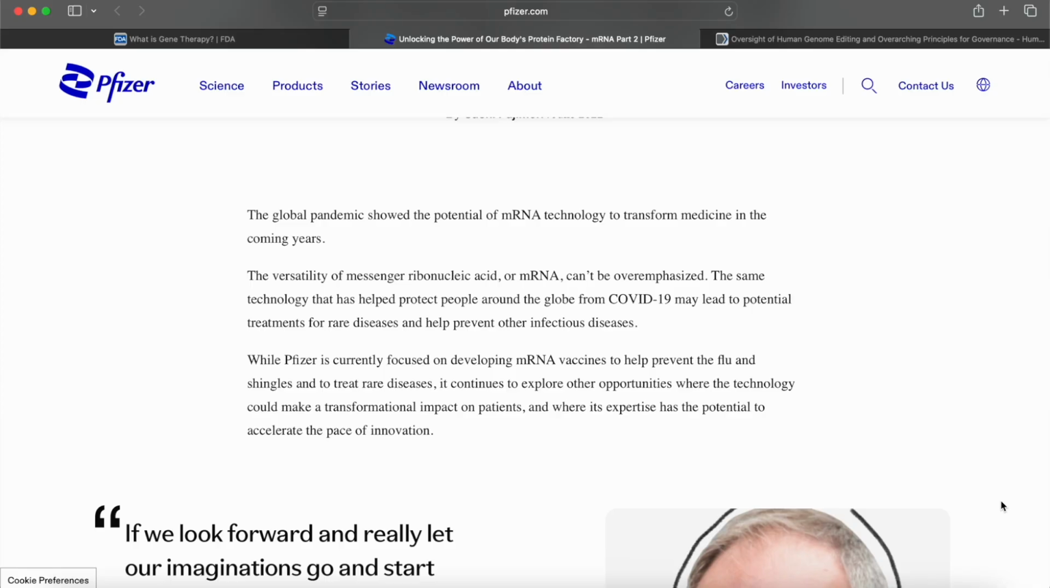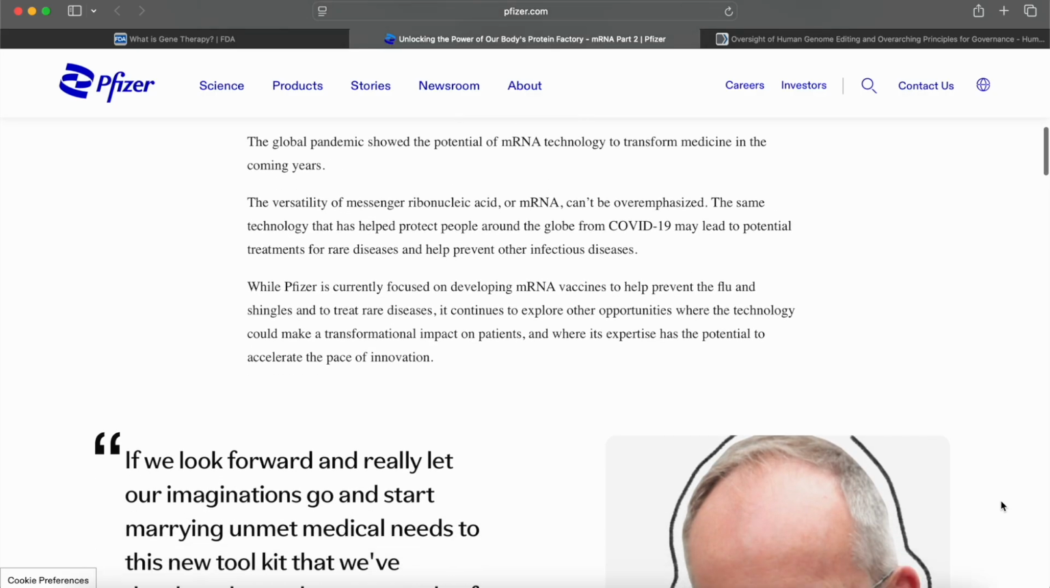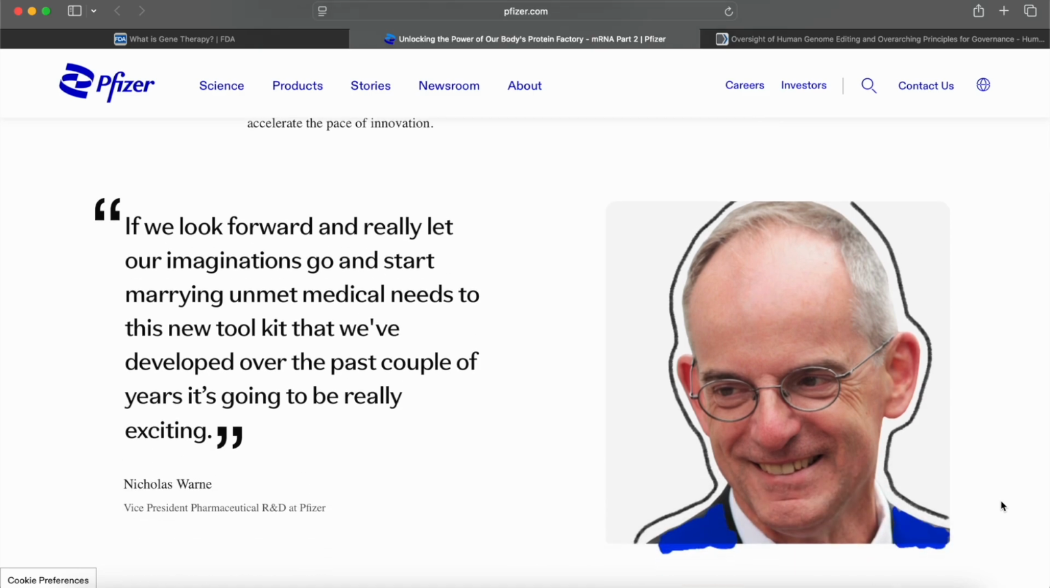While Pfizer is currently focused on developing mRNA vaccines to help prevent the flu and shingles and to treat rare diseases, it continues to explore other opportunities where technology could make a transformational impact on patients and where its expertise has the potential to accelerate the pace of innovation. If we look forward and really let our imaginations go and start marrying unmet medical needs to this new toolkit that we've developed over the past couple of years, it's going to be really exciting.